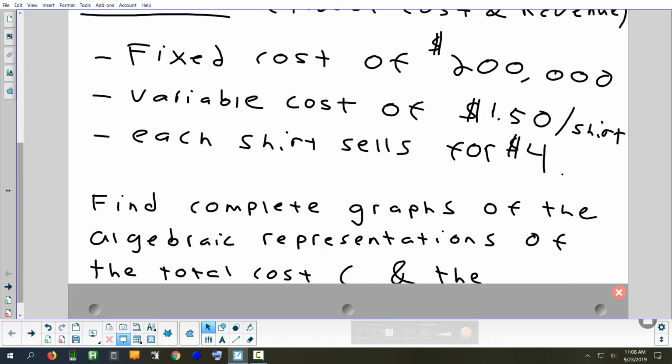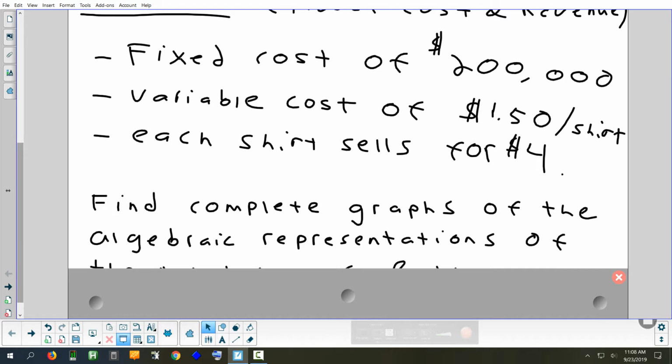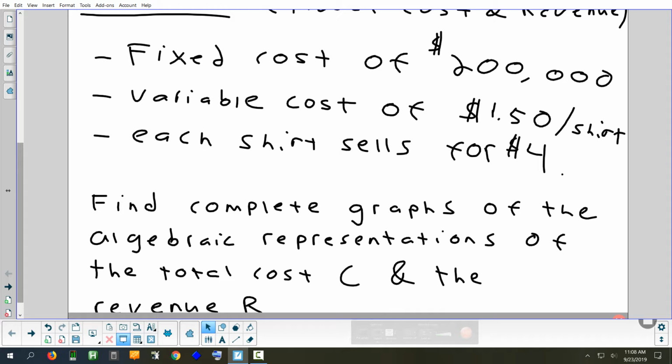All right. So, first thing we want to do is find a complete graph of this problem situation. So we're going to make up a couple equations. And the two equations we're going to make up are total cost and revenue. And both are going to be a function of how many shirts we make. Because how many shirts you make will affect both the revenue and the cost for the company.